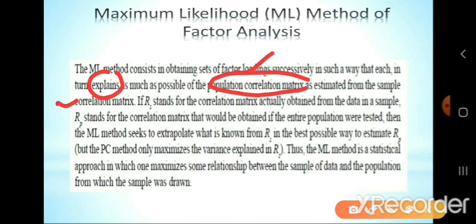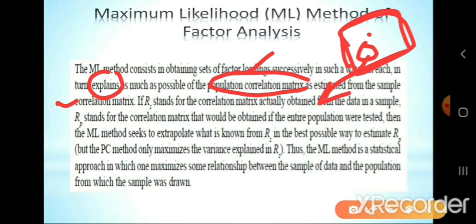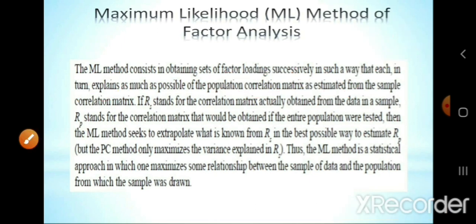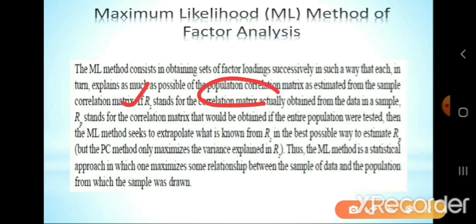What we are doing in the maximum likelihood method is determining the sample correlation matrix based on the complete population correlation matrix, and based on this sample correlation matrix we are trying to infer the maximum data of this population matrix. Here RS stands for the sample correlation matrix data.